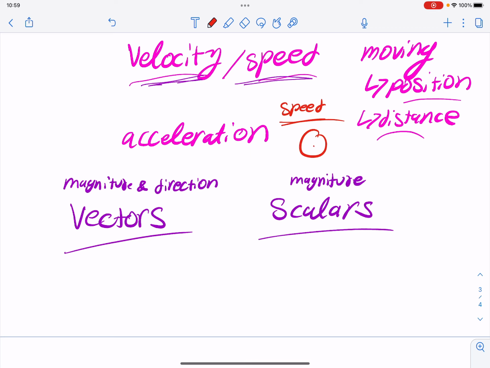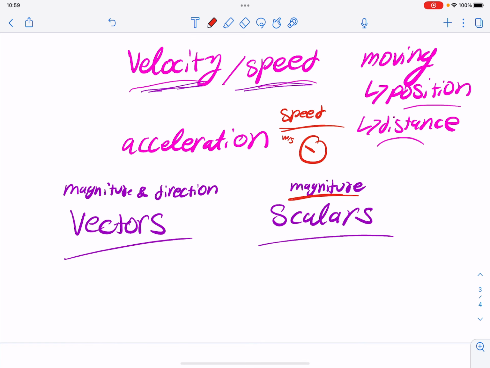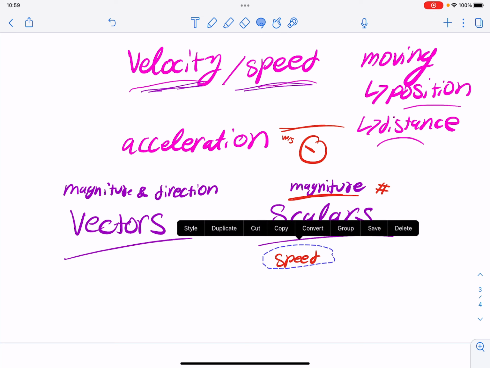Our speedometer looks like this, with the little speeds, right? The speedometer only measures how fast you're moving. It'll say something like meters per second, but it doesn't tell you north, south, east, or west. So that means it's just a magnitude. It's just a number, right? So our speed would categorize as a scalar, right?